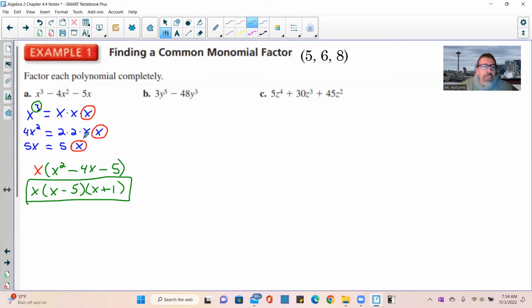Okay, so that's how you do this. I wouldn't do this every single time. I just wanted to show you, if you're struggling with this, try doing this prime factorization by factoring everything out completely. Okay, so now I'm going to look at the next one.